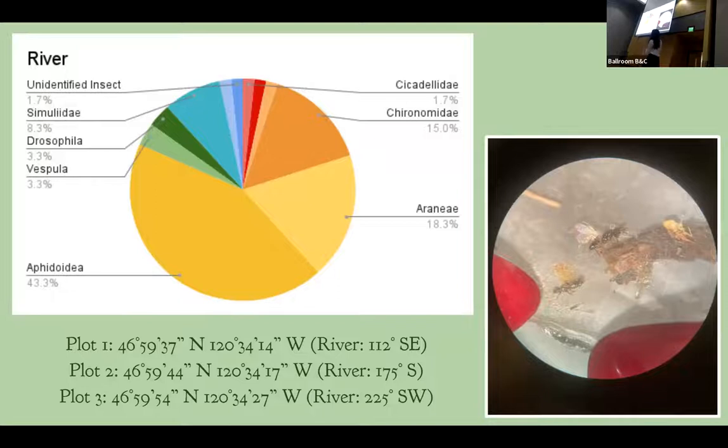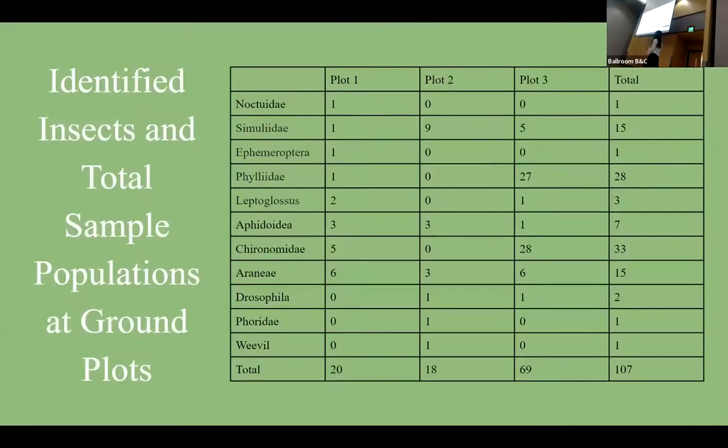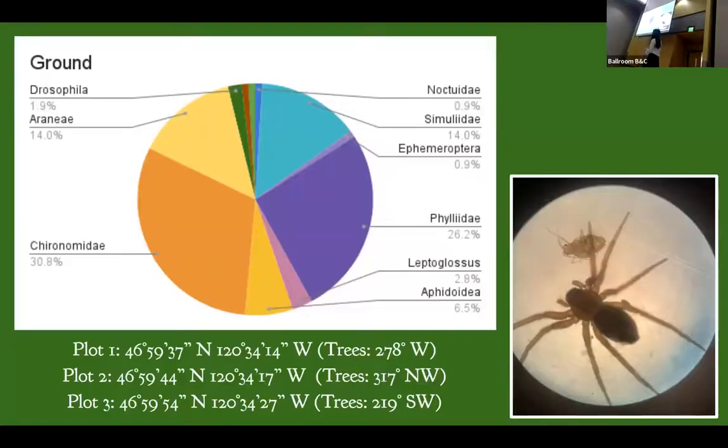And that's just more of it. You can see that the top 3 were aphids and spiders and midges. And then for the ground, our top three were midges with 30.8% and leaf insects with 26.2% and spiders with 14%. That's just the graph again.